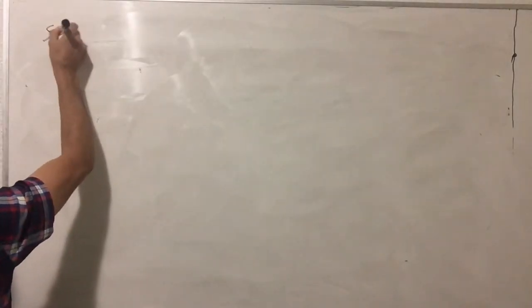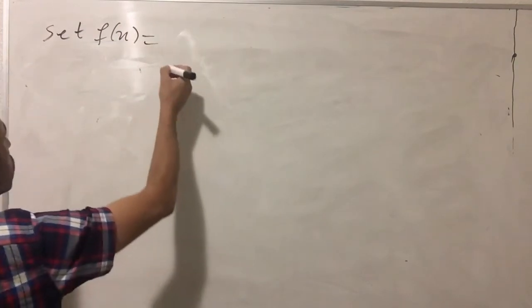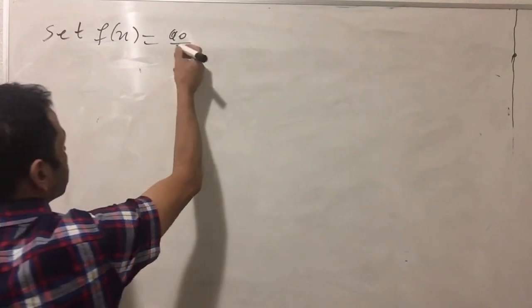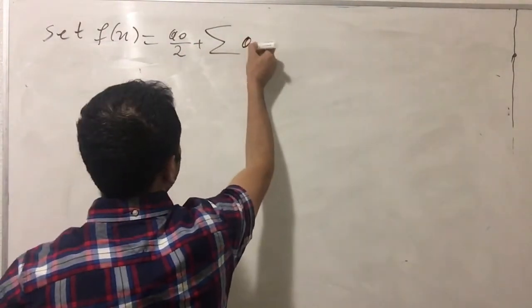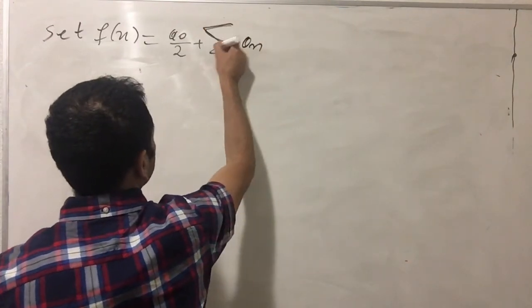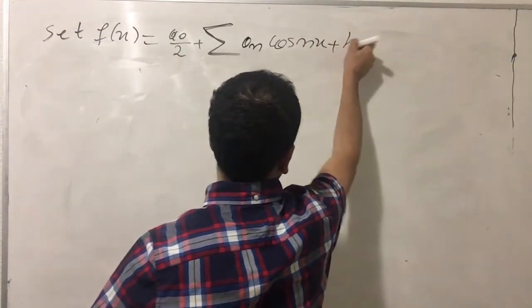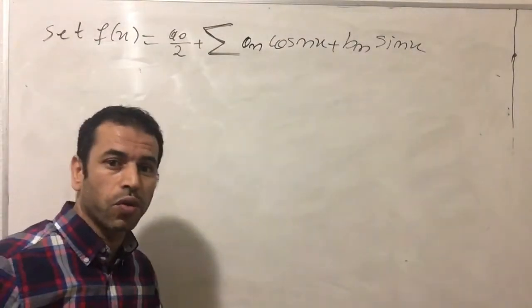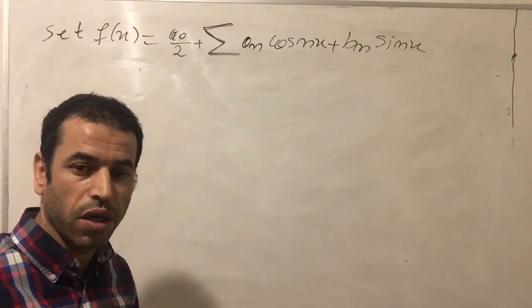Okay, so let's set f of x equal to a naught over 2 plus the sum of a sub n cosine nx plus b sub n sine nx. Now I'm going to work with the Fourier series combining with complex numbers.